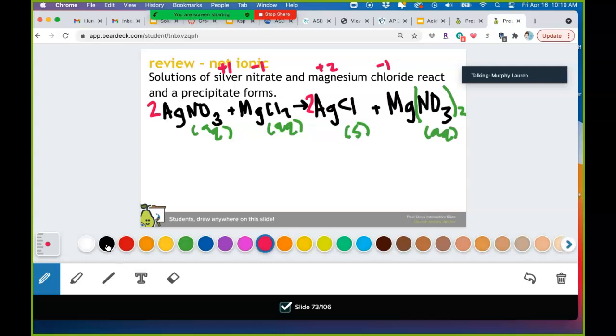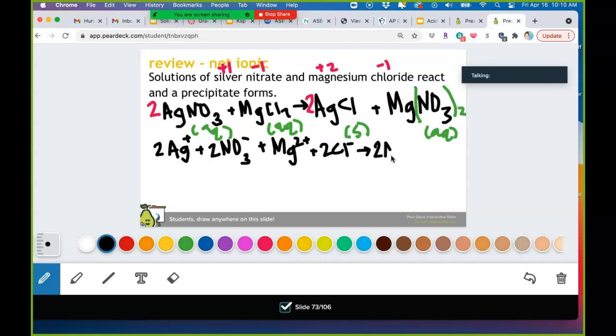So I'm going to break apart everything I'm allowed to. So let's do that. Don't forget about the coefficient out in front. It gets distributed to both ions. Remember that 2 comes out in front. Sorry, I kind of ran out of room. So this is called your complete or your gross ionic equation. You break apart everything you're allowed to.